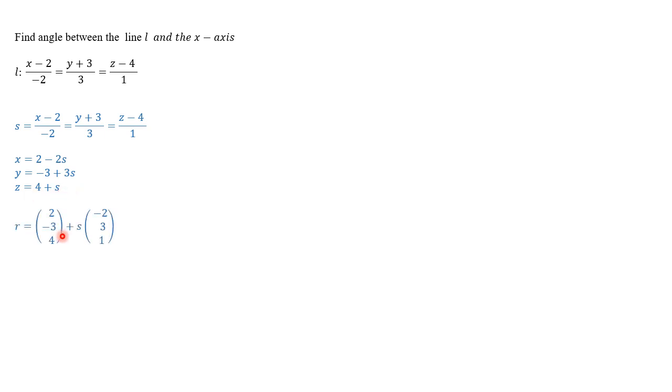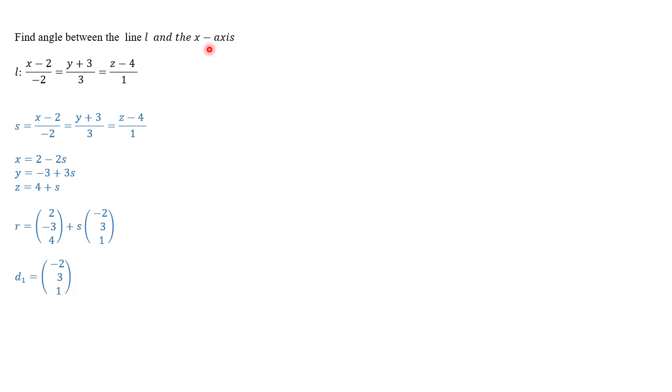So you can see that r is equal to the fixed point plus s times minus 2, 3, 1. Alright, so this is what we now have here. So your direction is easy. All the values that have been multiplied by the parameter are the direction. So this is your direction here, minus 2, 3, 1.